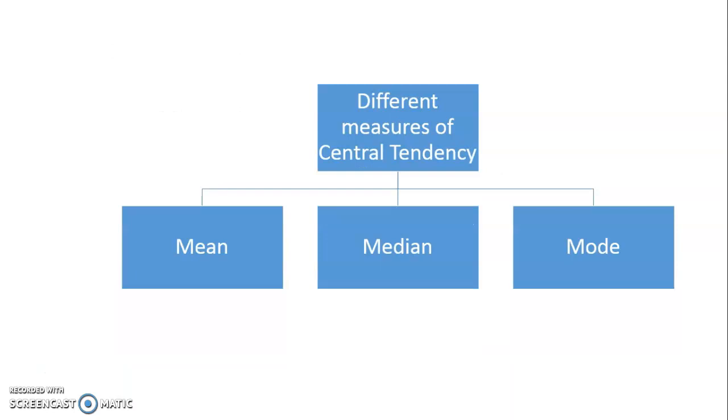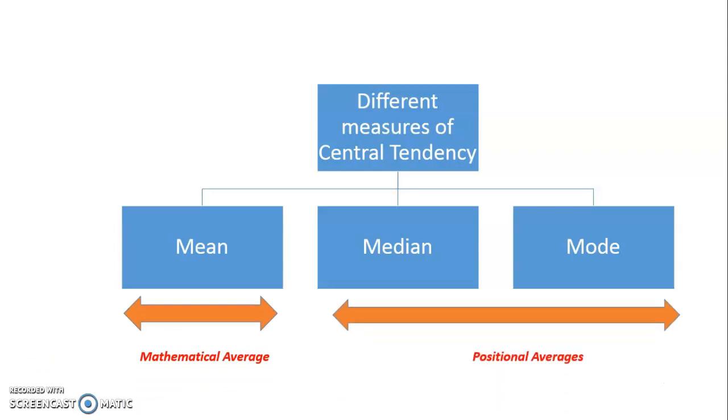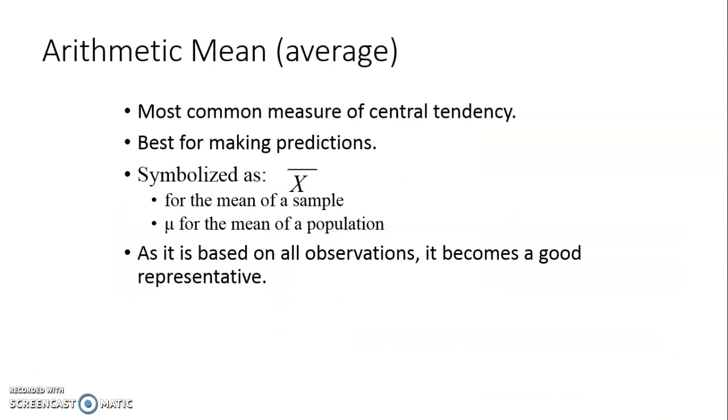Let's have a look at the different measures of central tendency. They are known as the 3 M's of central tendency: mean, median, and mode. Mean is known as the mathematical average. Median and mode are known as positional averages.